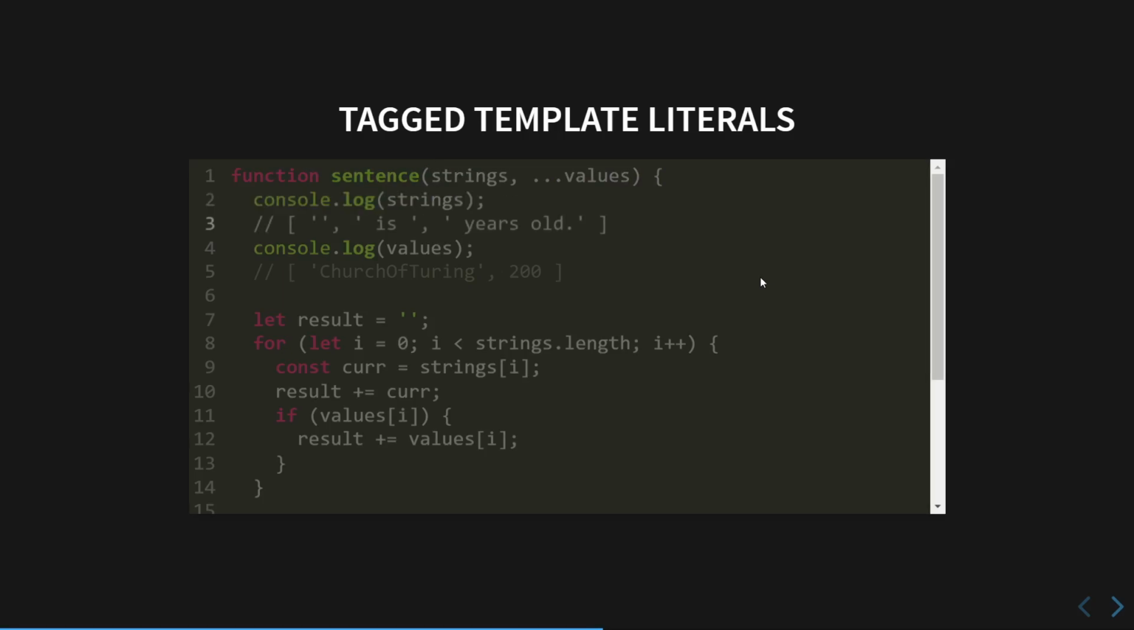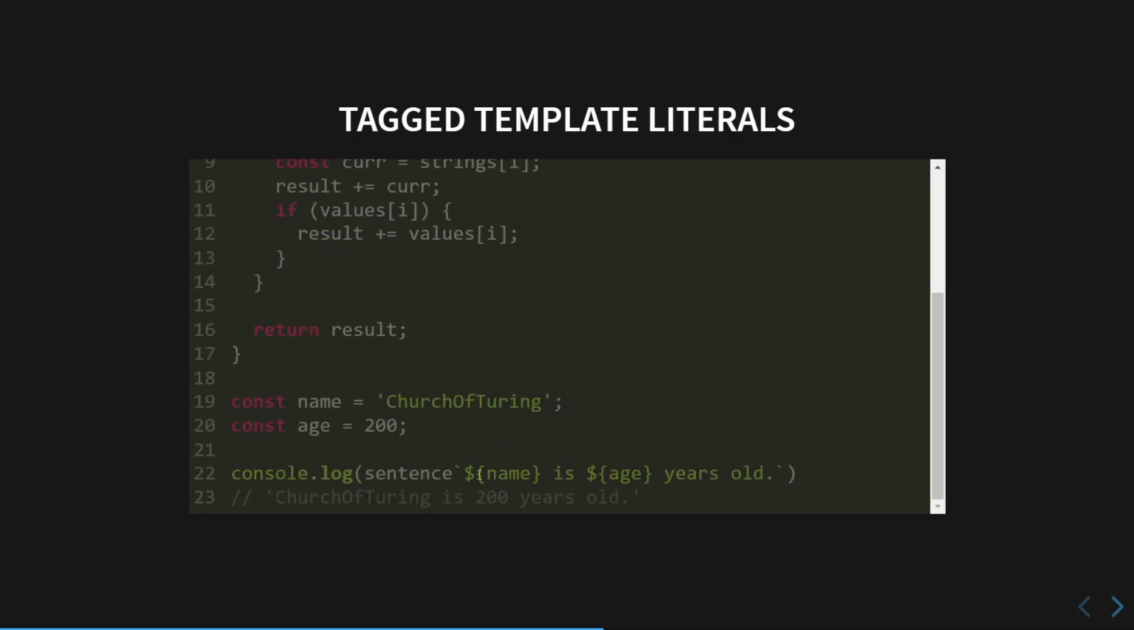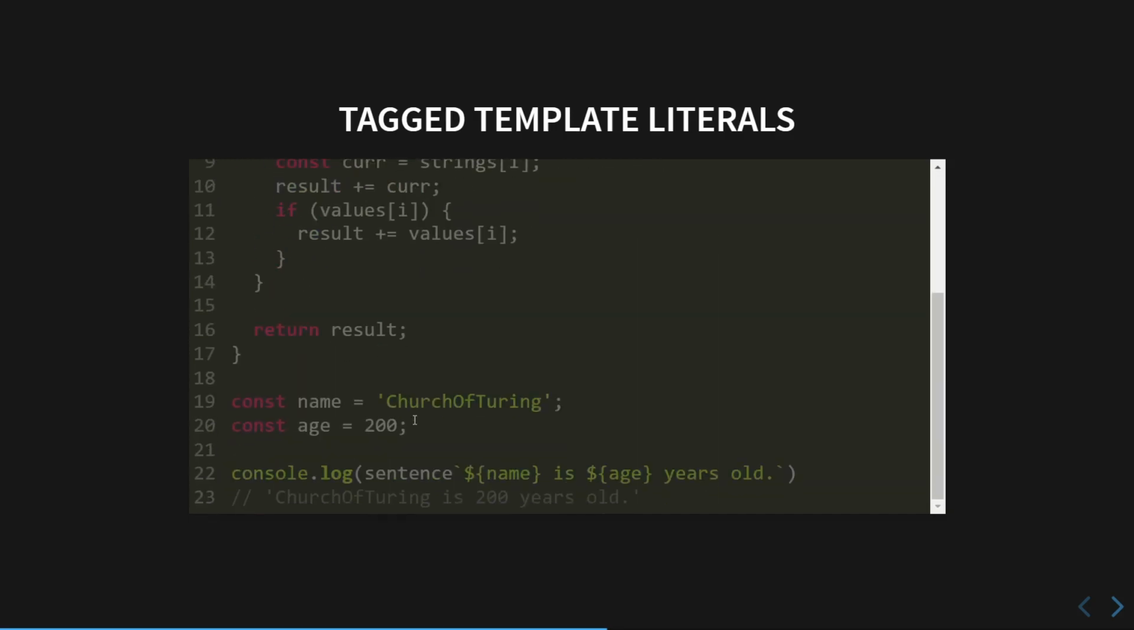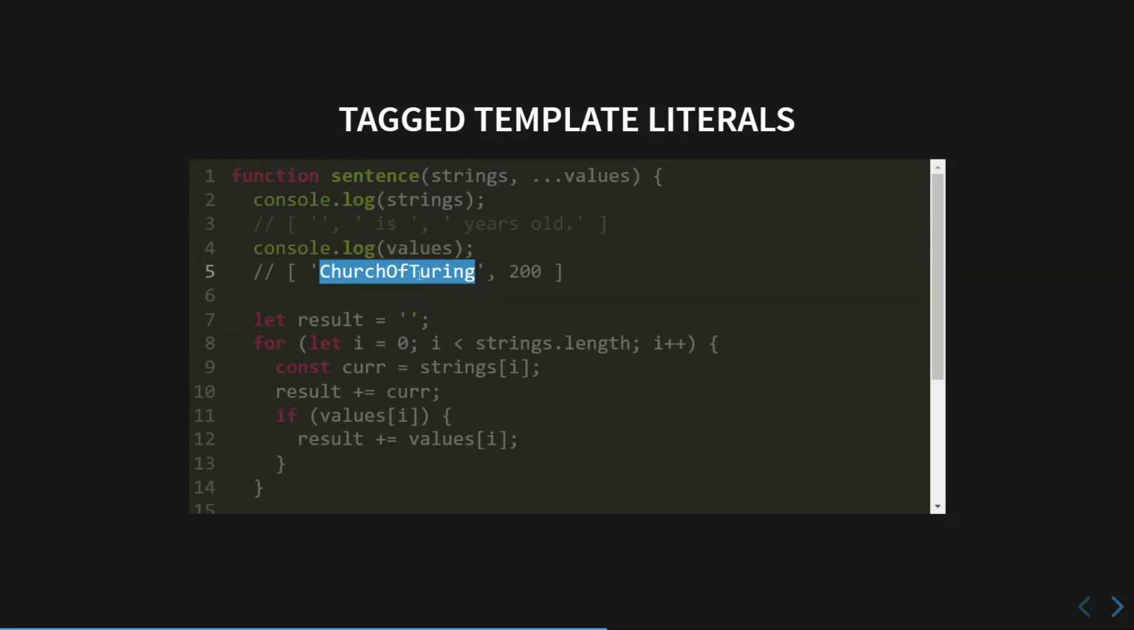So I console log strings. The first one's empty because in this instance, the first string is a value. And then it says is, and then years old. And then if we look at the values, it shows the values that were passed in, in the form of name and age. So the name was Church of Turing and the age was 200.